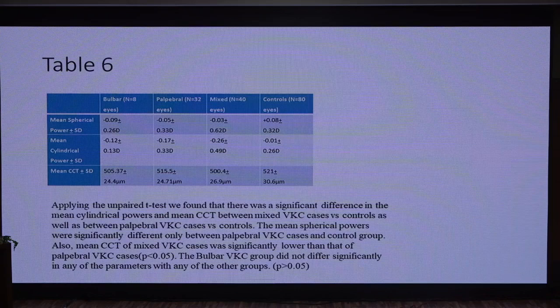And further dividing VKC into groups according to type, bulbar, palpebral, and mixed, we saw that bulbar VKC has no significant difference in any of the parameters, whereas palpebral and mixed did. So we can say that the palpebral hyperplasia, the cobblestones or macropapillae, may be the culprit causing the refractive errors and thinning of the cornea.